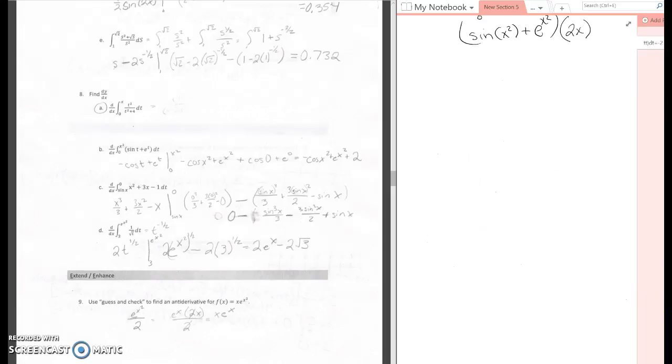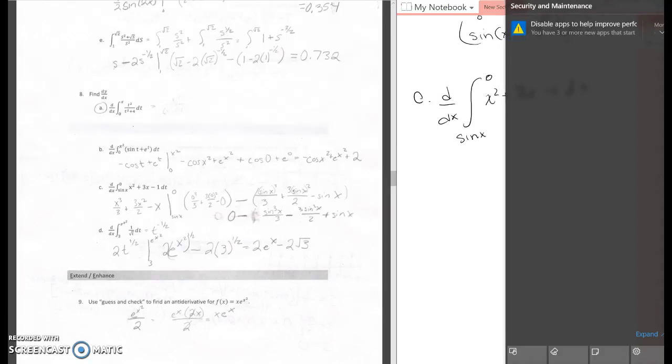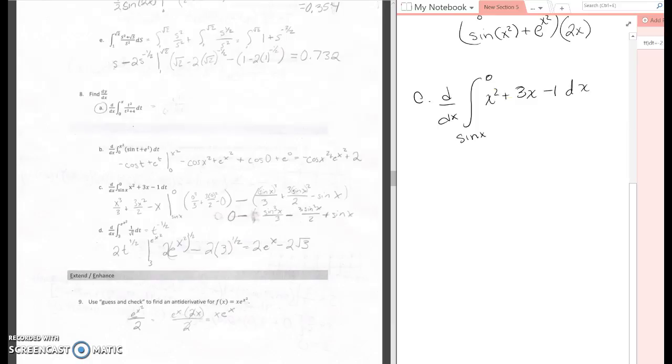Okay, so for example, for C here, we want the derivative of the integral from sine of x to 0. Now what this is trying to show is that when the expression, the function is, sorry, there are some typos here too. This should have been t squared plus 3t minus 1 dt.